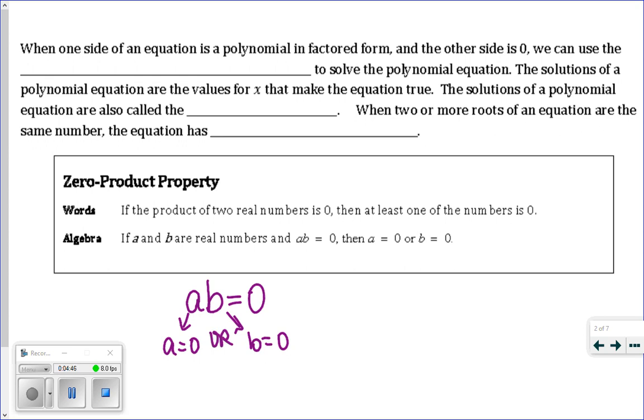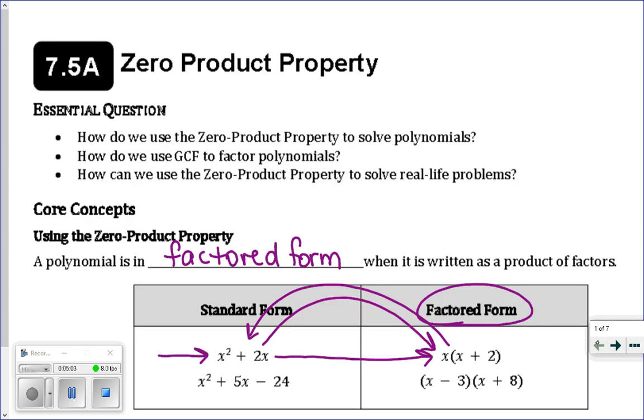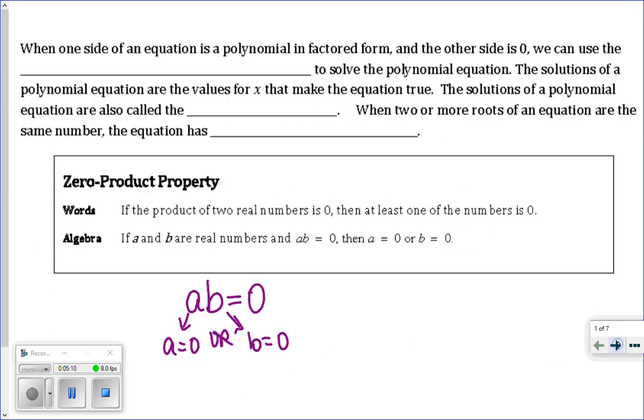Okay? So, let's fill in our vocabulary here and see how we're really going to tackle this today. It says when one side of an equation is a polynomial in factored form, and the other side is 0. So that basically means coming back here, if one side is already written like this, and the other side of the equation is equal to 0, then the solutions of the polynomial equation are the values for x that make that equation true.